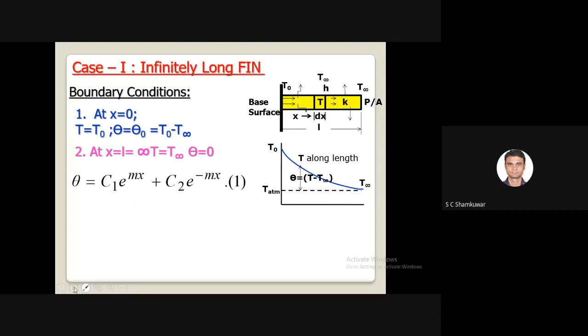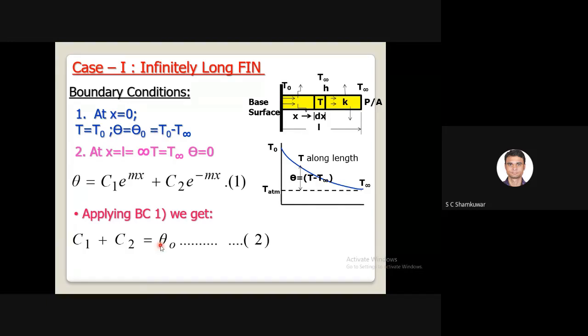So now you apply the first boundary condition. What will we get if you apply the first boundary condition, that is T is equal to T naught, theta is equal to theta naught at x is equal to 0? If you put x as 0, it is C into e to the power 0. What is e to the power 0? 1. So it will be C1 plus C2 is equal to theta naught. So you will get this second equation if you apply boundary condition 1.